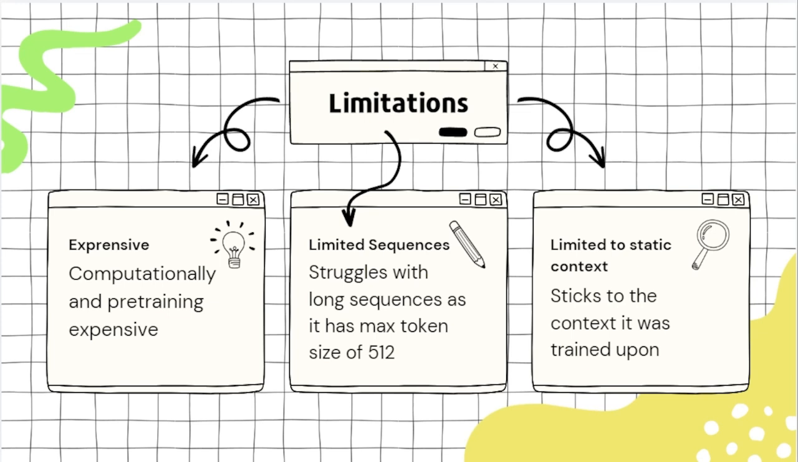The last limitation is that the model has static context. By static context, we mean that BERT is fixed to a certain amount of context and it does not know anything beyond it. So the context is not dynamic but rather fixed, which means that it only knows what it has already been taught. So that is all for now.